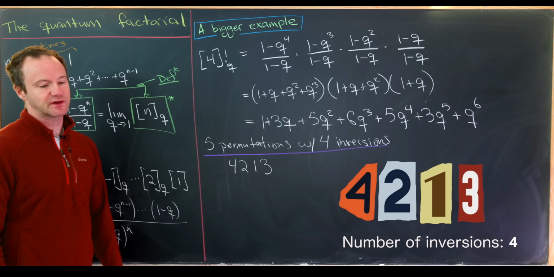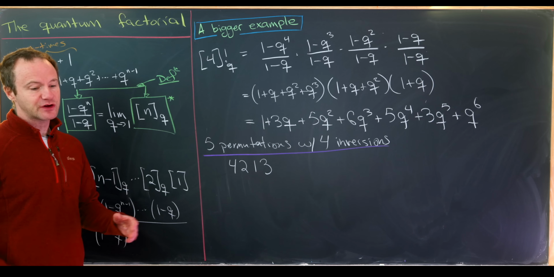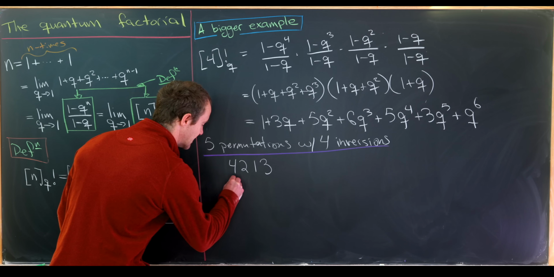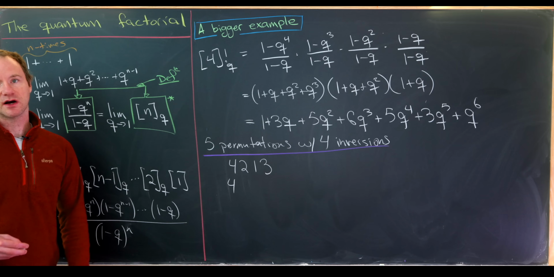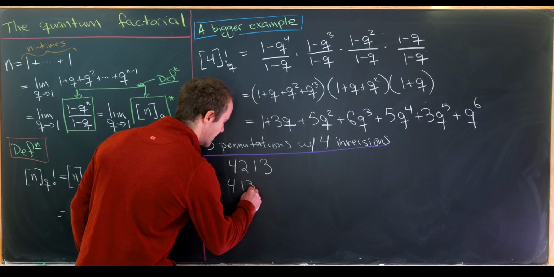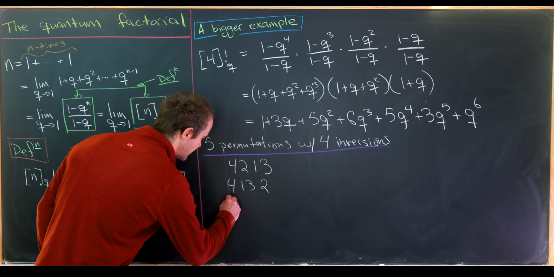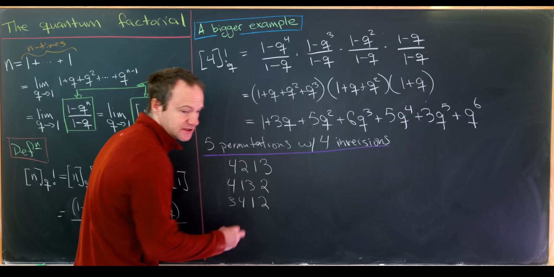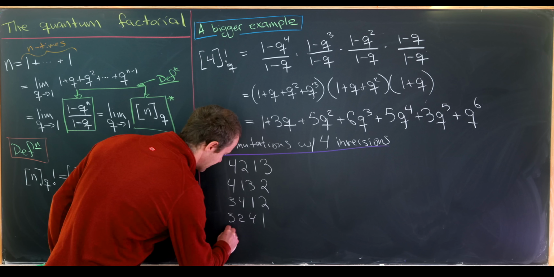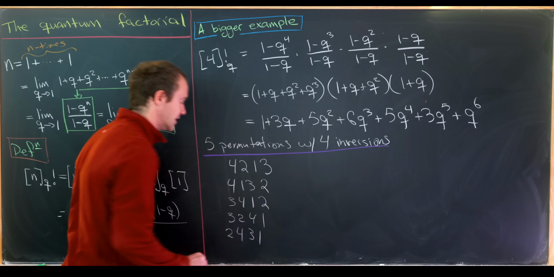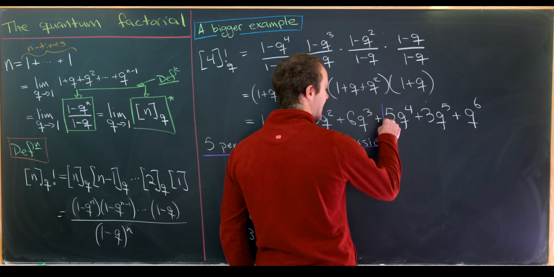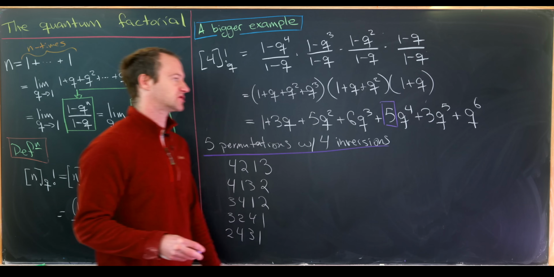It's a permutation with 4 inversions. And now you can play this game on the 4 remaining, and what you'll see is that we get the following extra permutations with this number of inversions. We have 4, 1, 3, 2, 3, 4, 1, 2, 3, 2, 4, 1, and finally 2, 4, 3, 1. And so let's just real quick recall that that corresponds to this coefficient right here.